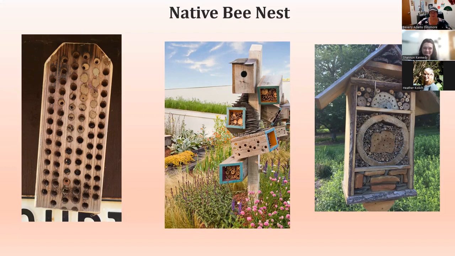What happens is the bee will go in and lay her eggs back there, and the white on this end is where she's plugged the hole so that the eggs can hatch, the larva and stuff like that. So that's something you can do to help.